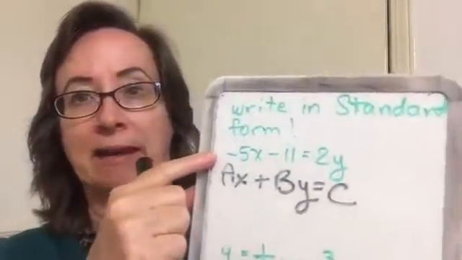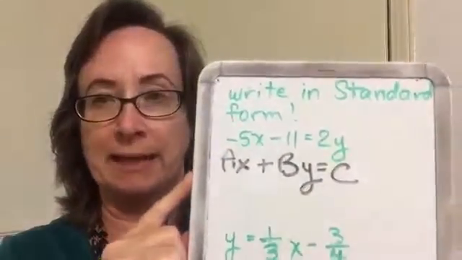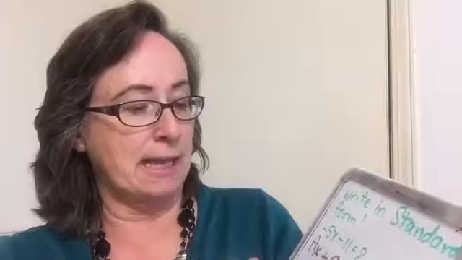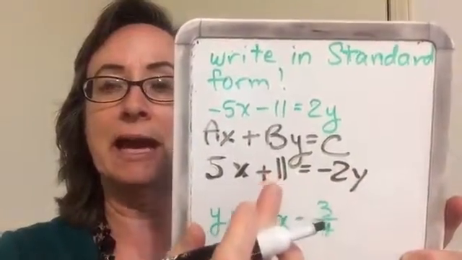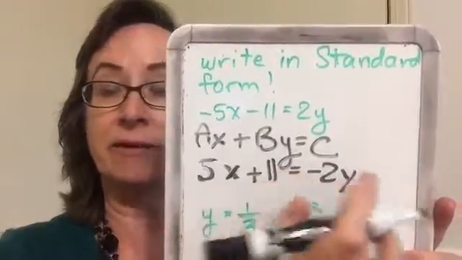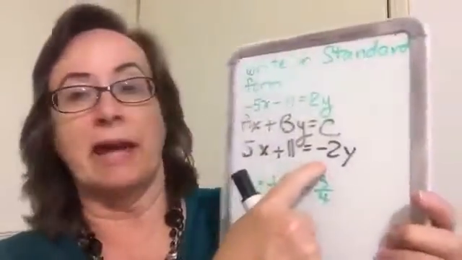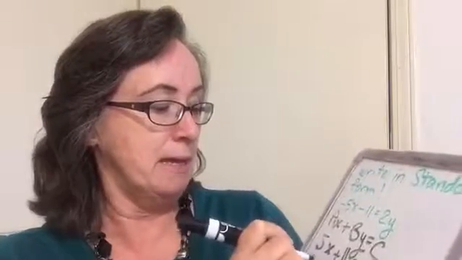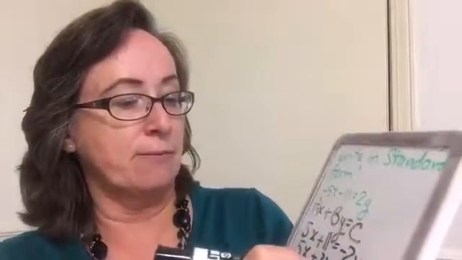So you see we've got a negative 5x, so the first thing we could do is just multiply everything through by a negative 1, which is what I will do, and we will get a 5x plus 11 equals negative 2y. Okay, and you can see that now I want my y over here and I want my constant on the right. So I usually deal with my variables first. So I'm going to add a 2y to both sides. Okay, and then that's going to leave me 5x plus 2y plus 11 equals 0.